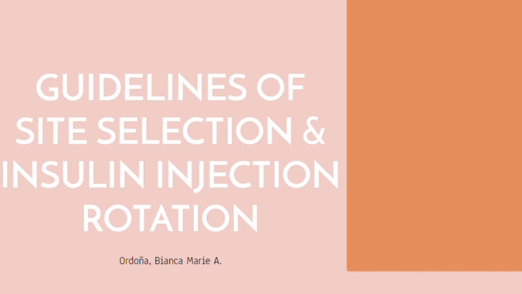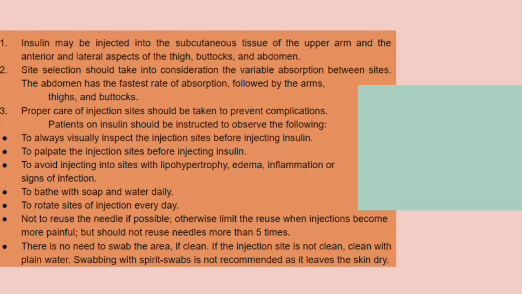I am Bianca Marie Ayordon, and I'll be discussing the guidelines of site selection and insulin injection rotation. First, insulin may be injected into the subcutaneous tissue of the upper arm and the anterior and lateral aspects of the thigh, buttocks, and abdomen. Site selection should take into consideration the variable absorption between sites. The abdomen has the fastest rate of absorption, followed by the arms, thighs, and buttocks.